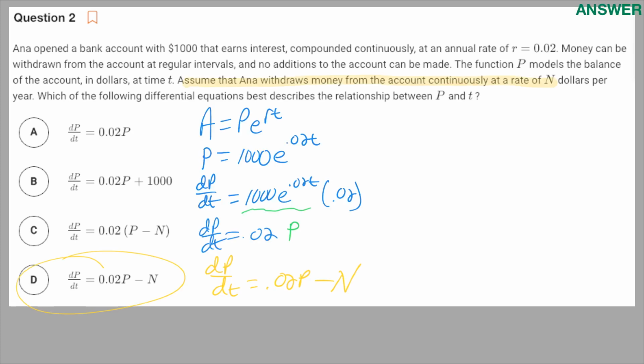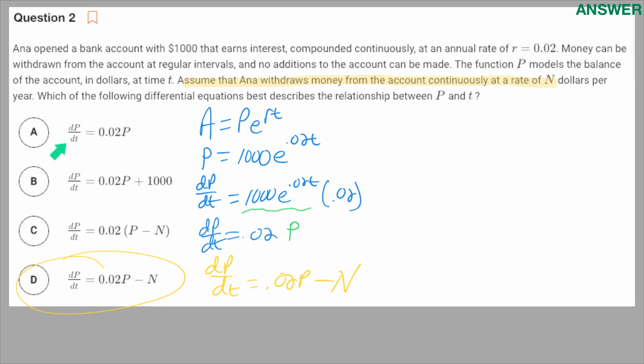So there are two things going on here. One, that the money is growing continuously, but then also that Anna is withdrawing money from the account continuously at the rate of N dollars per year. So take your money formula, P equals Pe^(rt), set it up, decide that the rate that the money is growing is the derivative of that, which happens to be this statement, which if you substitute in P gives you this.